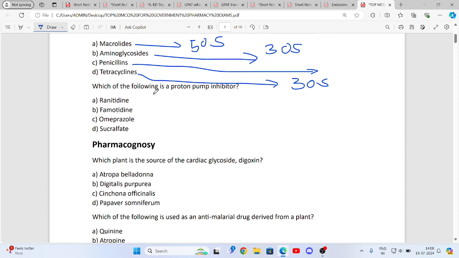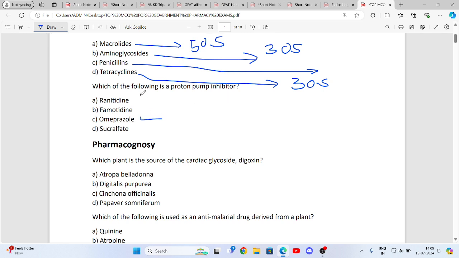The next question is which of the following is a proton pump inhibitor? Proton pump inhibitors are those agents that are given usually 30 minutes or 1 hour prior to your meal because they require an acidic environment for their activation. They are prodrugs. So they get converted into sulfinic acid and sulfinamide metabolites. So the most common examples are omeprazole, pantoprazole, rabeprazole, lansoprazole.